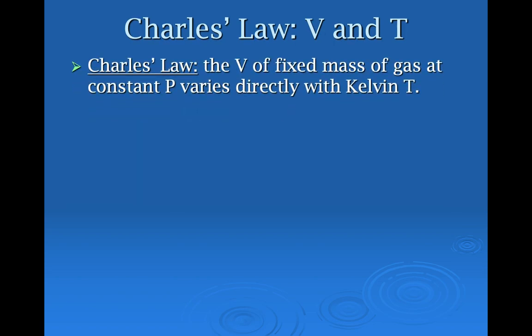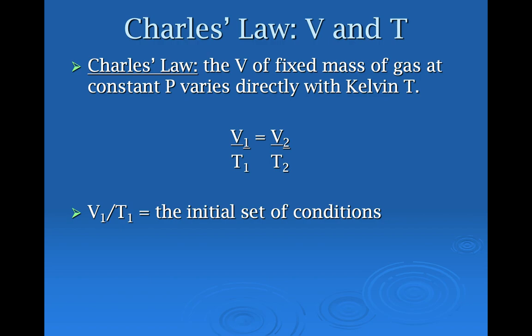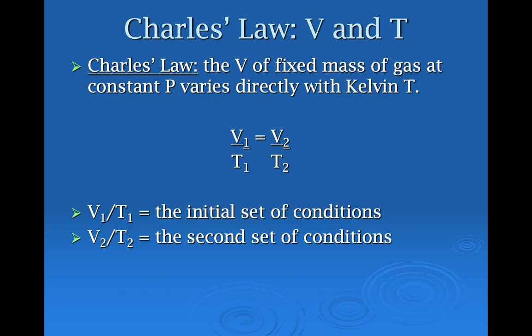So the definition of Charles' law, simply, is V1 over T1 equals V2 over T2. So a slightly different look compared to Boyle's law. V1 over T1, that's the initial set of conditions. V2 over T2, that's the second set of conditions. Just like the previous problem, algebraically, I will give you 3 out of the 4 variables, and you will have to solve for the unknown using algebra.